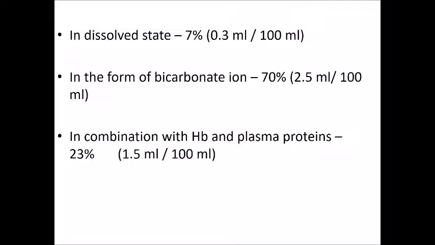And the third is in combination with hemoglobin and plasma proteins. This is also known as carbamino compounds. Here the carbon dioxide is reacting with the amine part of hemoglobin or plasma proteins. Out of these two, hemoglobin will contribute more. Total contribution by both together is around 23% or 1.5 ml out of total 4 ml of the transport.